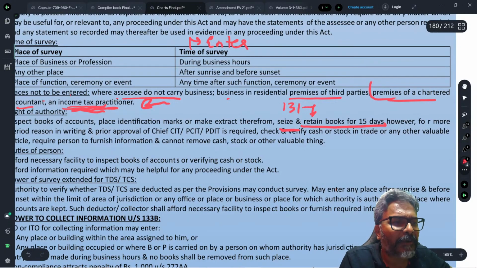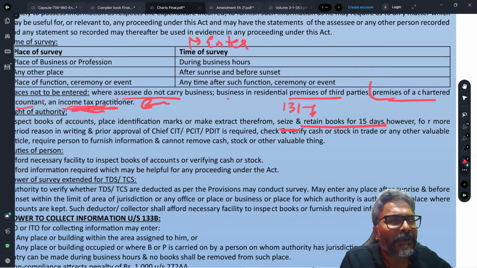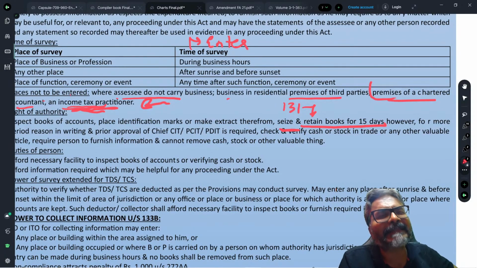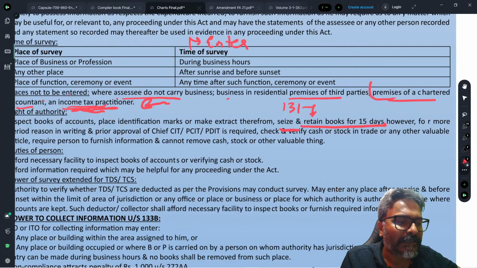Be careful. The power under 131 is to impound the books of accounts, to seize the books of accounts. The same power exists under 133A: in the course of the survey the books of accounts can be impounded or seized for a period of 15 days. And if beyond the period of 15 days the books of accounts have to be seized or retained, can that also be done? Answer is yes, students. Even that can be done, provided you take the necessary approvals.